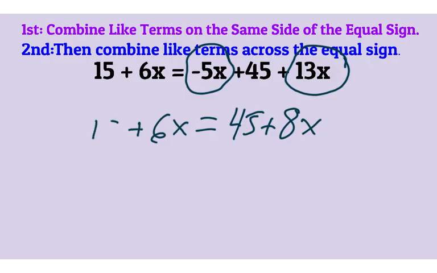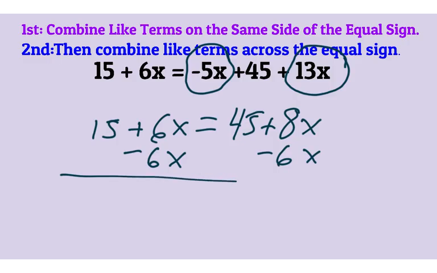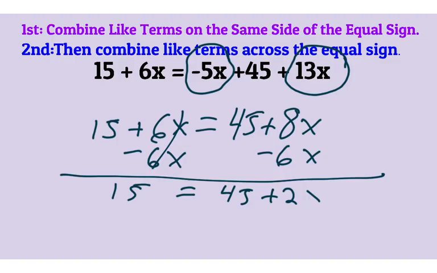Now we move to step 2, combining like terms on the opposite sides of the equal sign. So I have to bring this 6x over to the 8x. And I'm going to do that by doing the opposite operation. And that gets rid of the 6x, and I bring down the 15, the equal sign, the 45, and 8 minus 6 is a positive 2x.